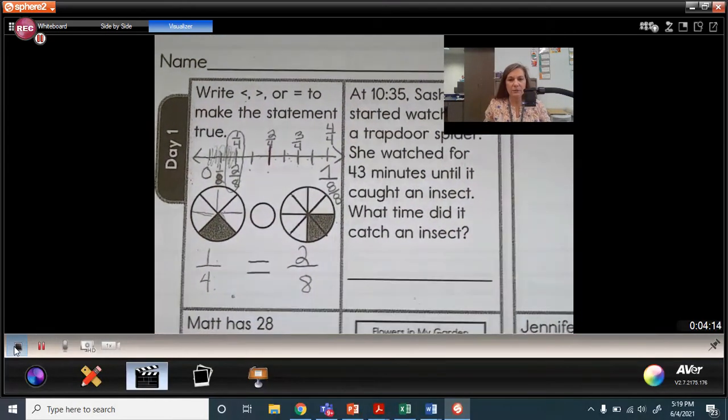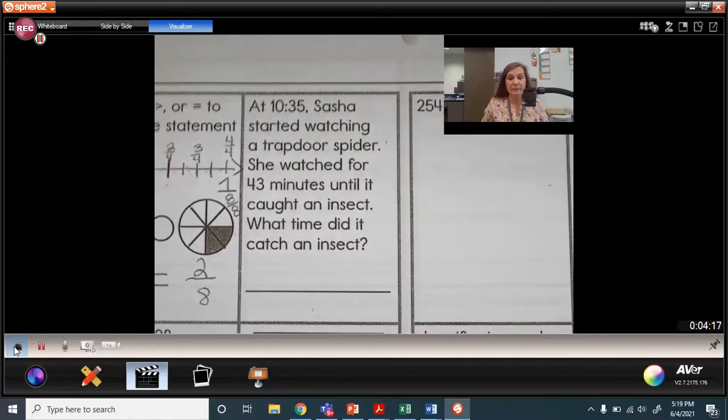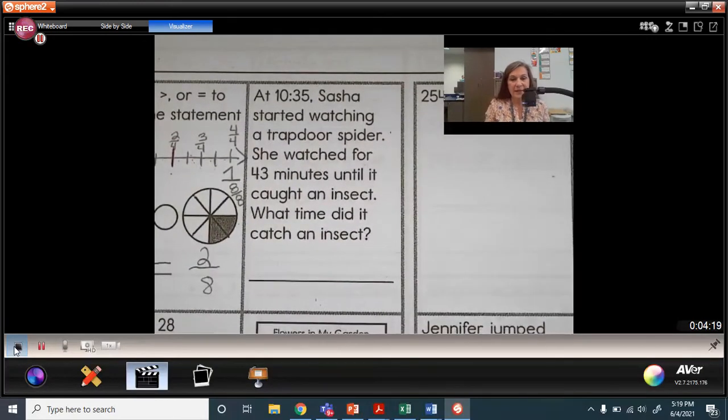It's a time problem, an elapsed time problem. It says at 10:35, Sasha started watching a trapdoor spider. Ooh, that's kind of cool. She watched for 43 minutes until it caught an insect. What time did it catch an insect? So we have a start time. We have the elapsed time. We want to know what our end time is.